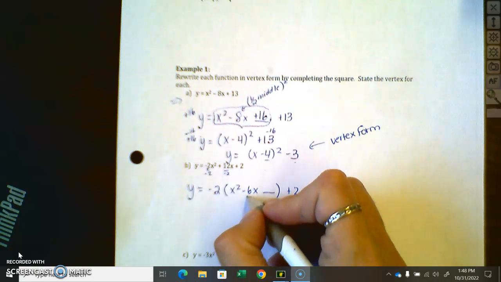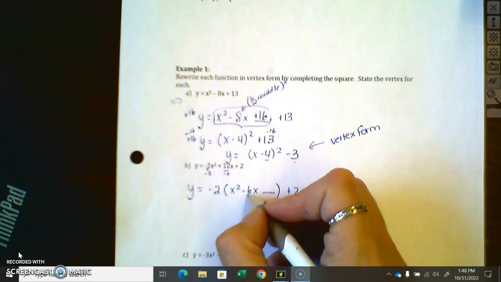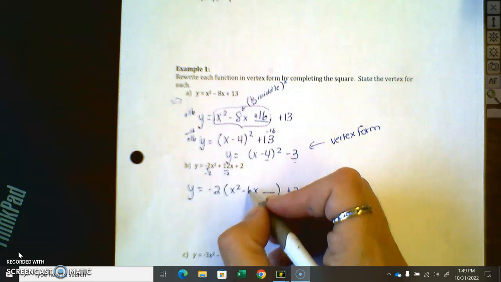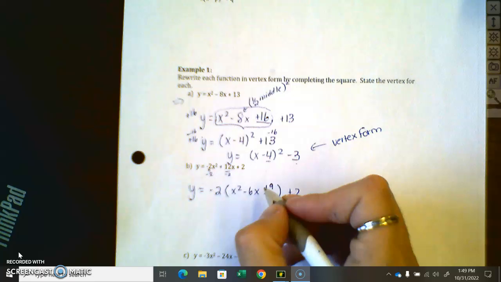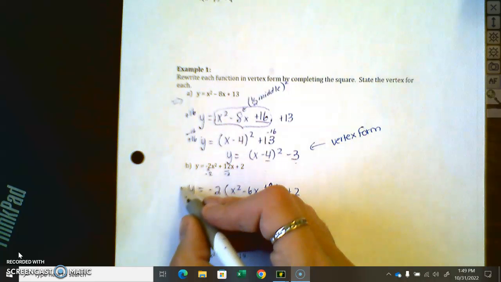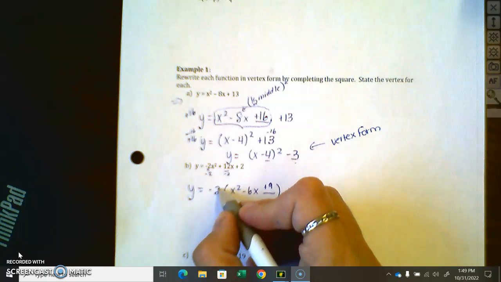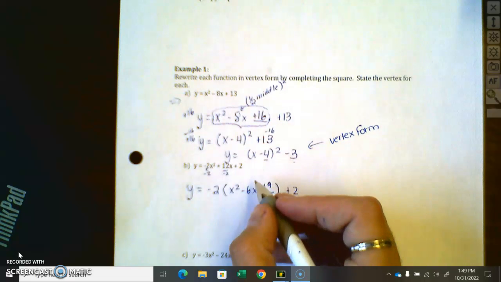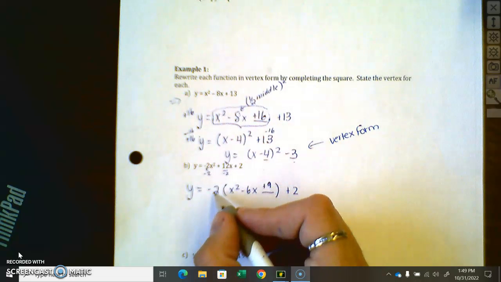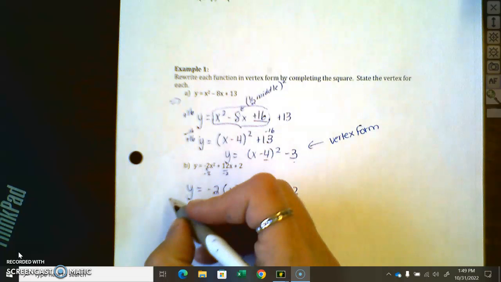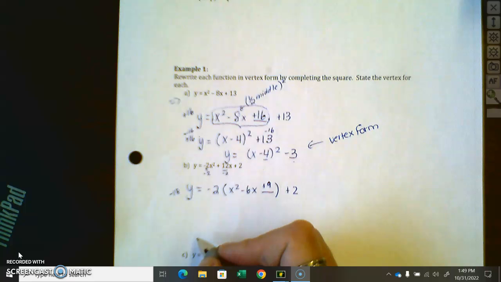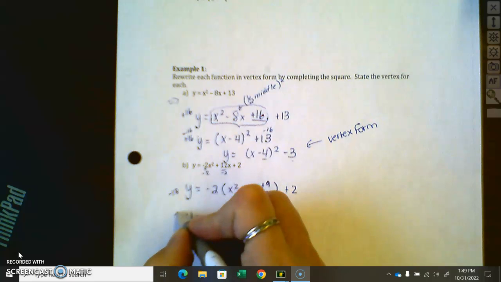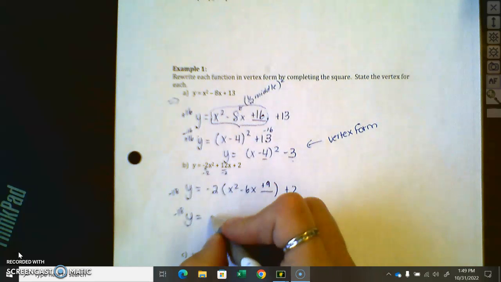Again, I'm going to do half of this middle. Half of minus 6 is minus 3, and we're going to square it, which is positive 9. But instead of putting positive 9 on this side, it's actually 9 times minus 2, because this is out front now. There was nothing out front before in the other one. So 9 times minus 2 is minus 18. To keep this side balanced, I'm going to put a minus 18 over on this side. So I'm still going to have a minus 18 over here, and I have minus 2.